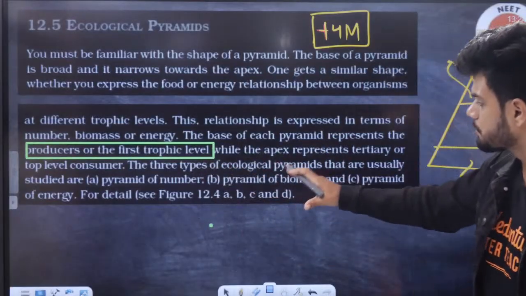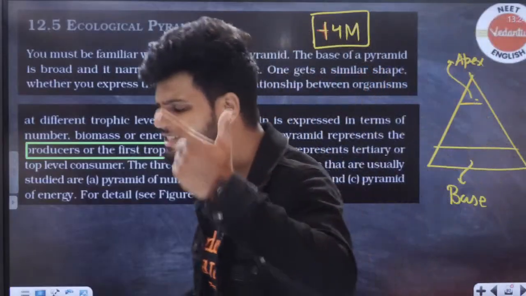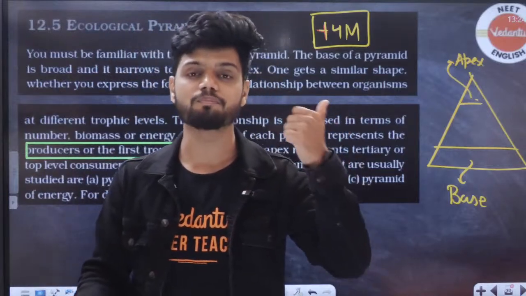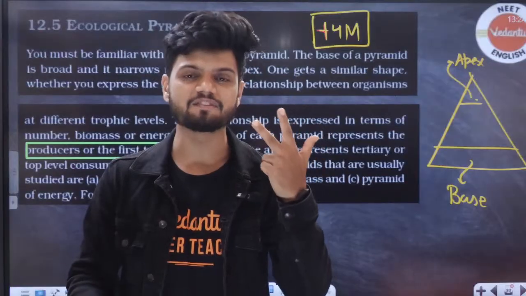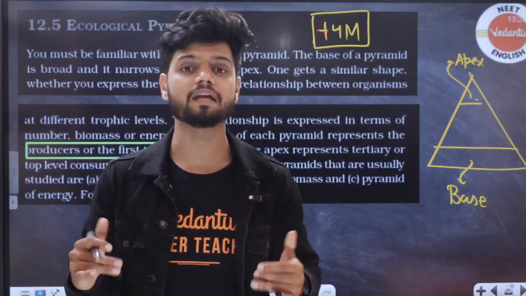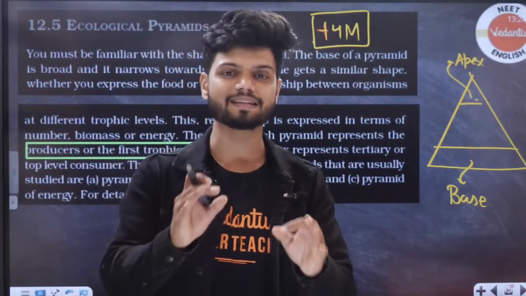Three types of ecological pyramids that are usually studied are pyramid of number, pyramid of biomass, and pyramid of energy. Three different pyramids, each of them has a special character. Which of them can be inverted? Which of them can be always upright? All that we will learn in the next 15 minutes.